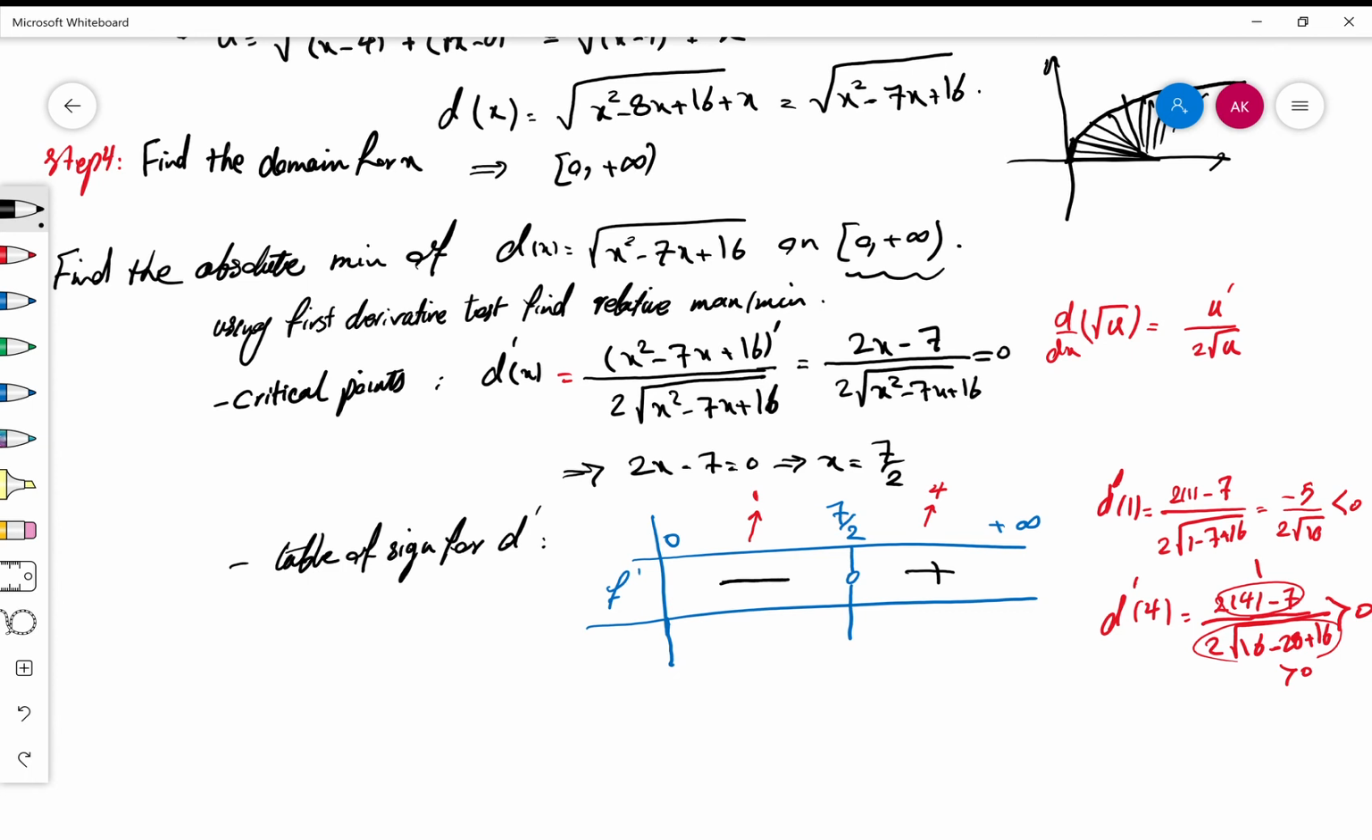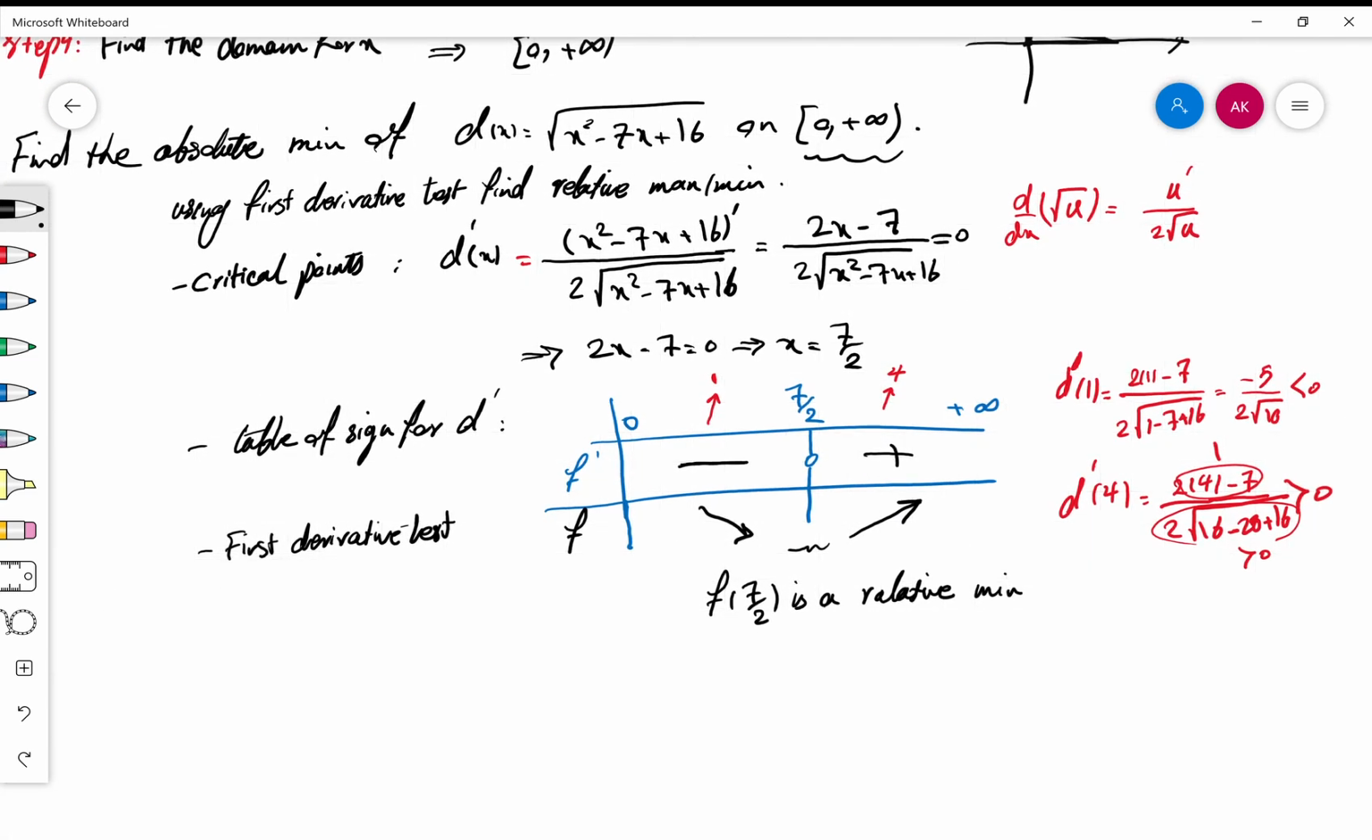Okay, and when you have that, the first derivative test says that if d prime is negative and then positive, the function is going to be decreasing and then increasing. Well, what does that mean? That means that d at 7/2 is a relative minimum. But if you look a little bit carefully, you see that the function will decrease first to this value and then increase. So it's not only a relative minimum, but also an absolute minimum. On the interval 0 to infinity, it first decreases to d of 7/2 and then increases to infinity actually.